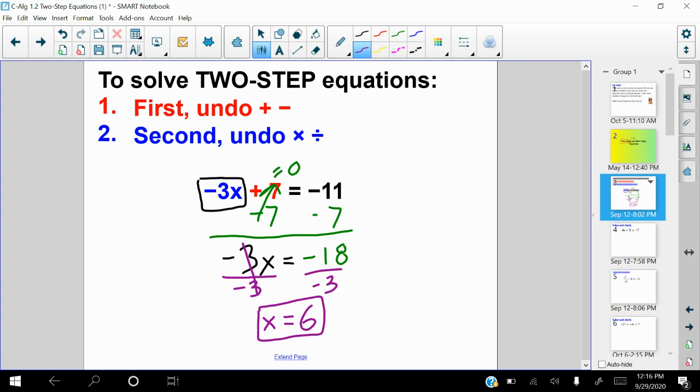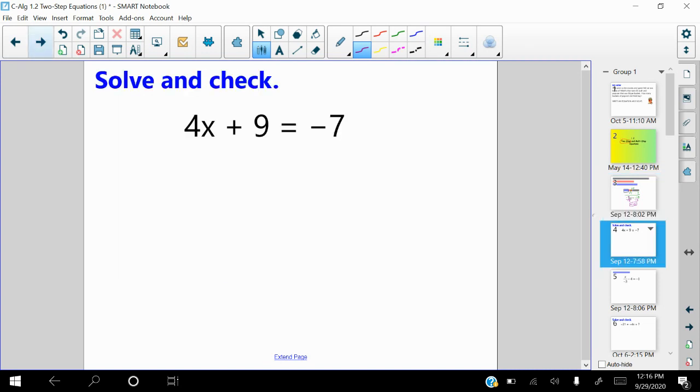All right, great job so far, folks. Let's keep it rolling. Let's work with this problem here. So we have 4x plus 9 is equal to negative 7. Let's think back to our steps here. We first want to undo addition and subtraction. I'm also going to box in the term that has the variable. That way I know I'm not touching that term until it's all alone.